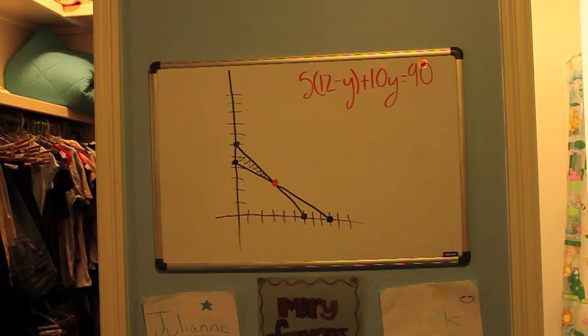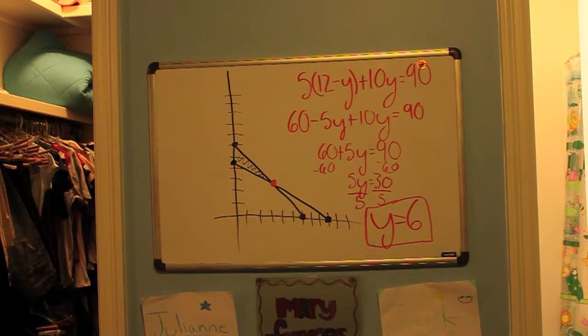After substituting x equals 12 minus y into the previous equation, 5x plus 10y equals 90, our new equation is 5 times (12 minus y) plus 10y equals 90. I will now solve for y. After simplifying the equation, we now know that the y coordinate of where the lines cross is 6.